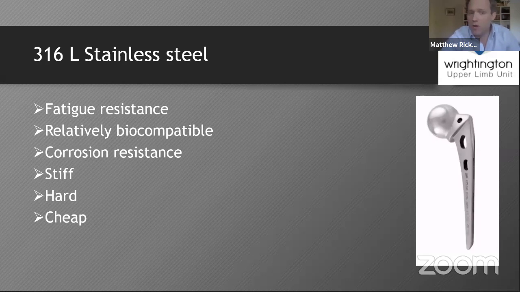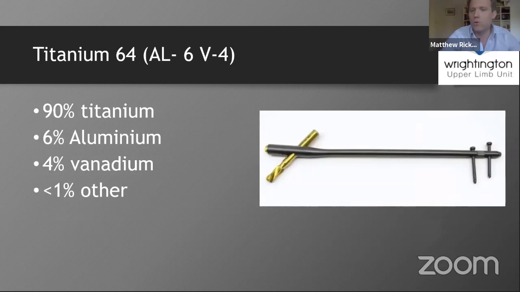You have a relative biocompatibility, and it has the corrosion resistance as well because of the addition of chromium into it. It's stiff, it's hard, and it's also very cheap to manufacture. That's why it's quite a popular material to use generally, but also in orthopedics as well. And it also remains ductile, which means that you can also contour the plates or bend them to accommodate your fractures or your bone shape as well.